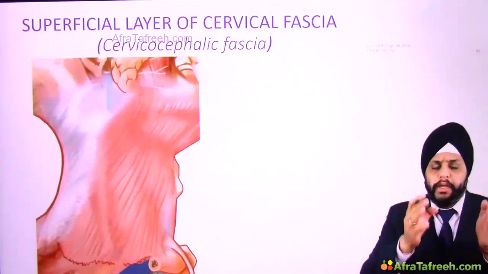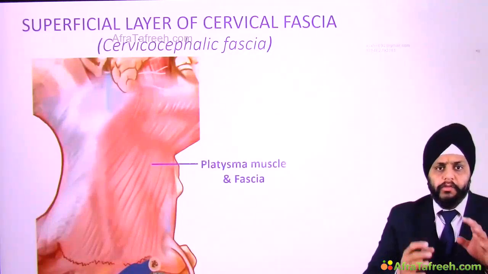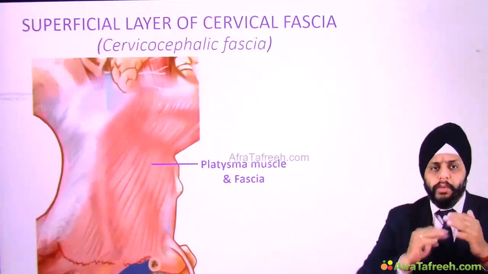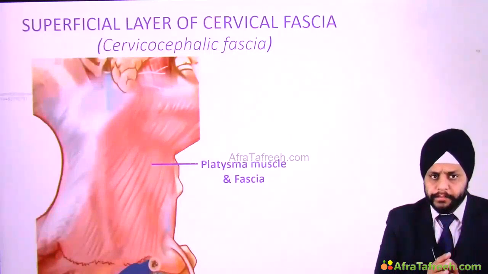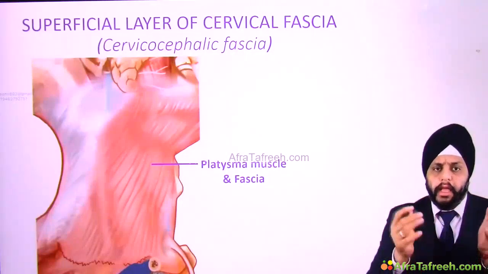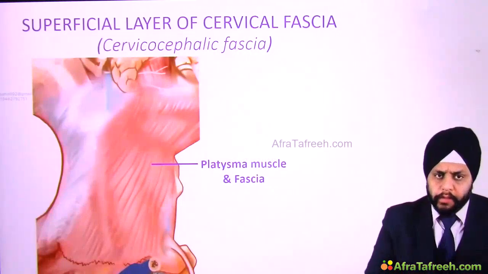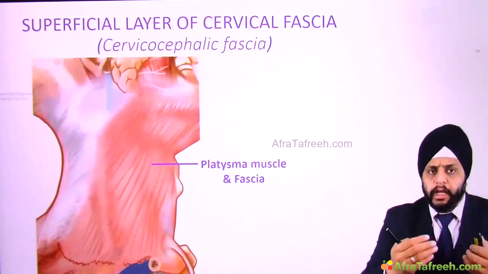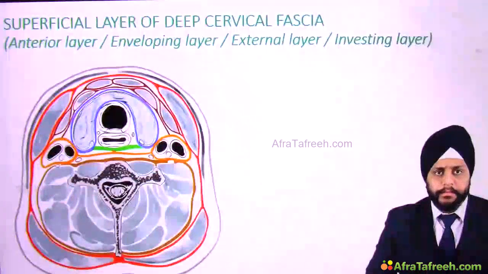You can see over here in the neck we have the platysma. Right, you see there is the platysma muscle. On this platysma muscle we have the cervical fascia superficial layer. Okay, now this fascia is covering the whole of the neck and the head region. This fascia is not very important for us. Okay, so we will go ahead and see the deep fascia, the deep cervical fascia.